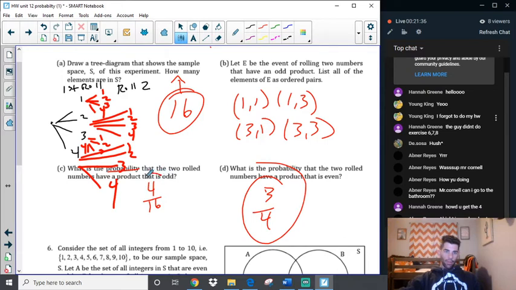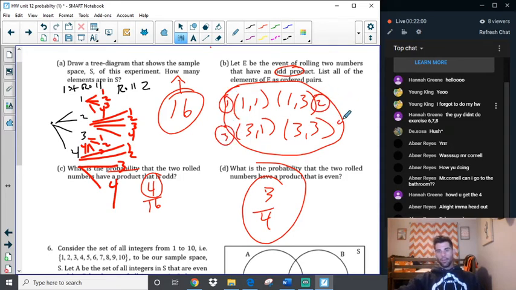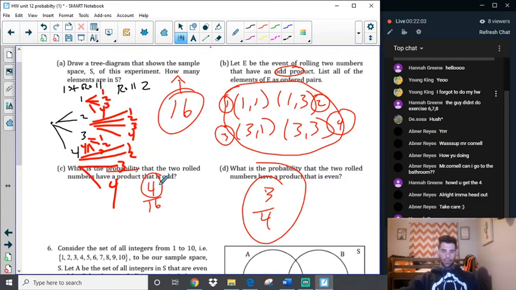Are you talking about this 4? If you're talking about this 4, then I got that from here. Okay, so what is the probability that the two rolled numbers have a product that is odd? Okay, E is the event of rolling two numbers that have odd. So here are all of the ways going down my tree that I could be odd. And how many were there? There was 1, 2, 3, 4. So that is the 4. And then the 16 is the total or the sample space. So the 16 came from here and the 4 came from there.